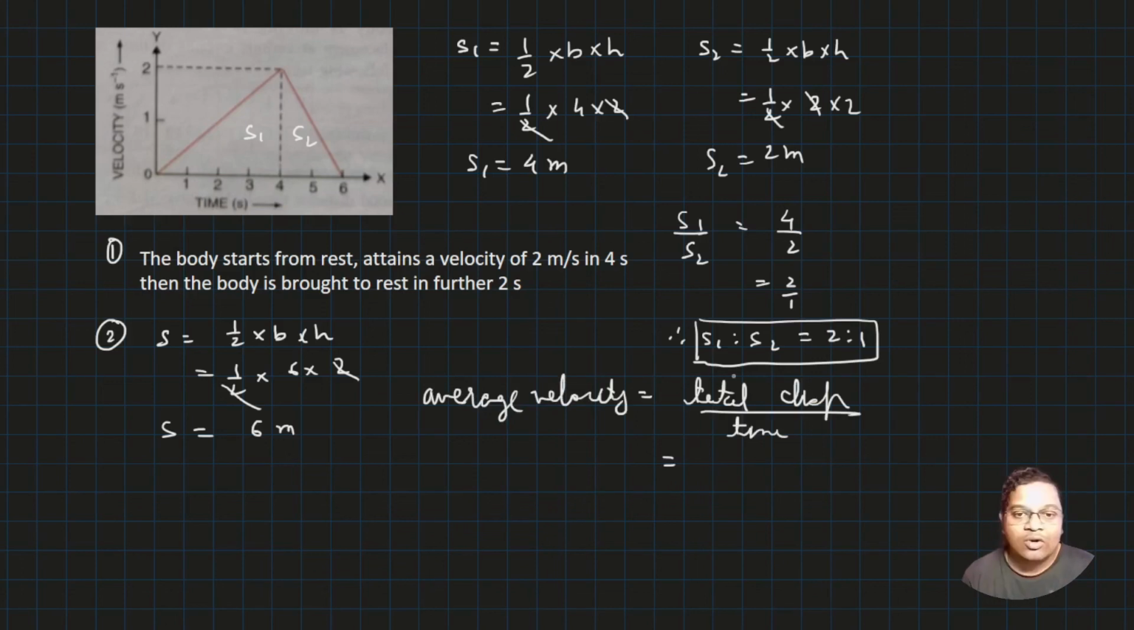And then if you have to calculate average velocity, now displacement in this we have already calculated that as 6, and the time taken is also 6. So that is 1 meter per second is the answer. Okay, so these were the numericals, which were graph based numericals.